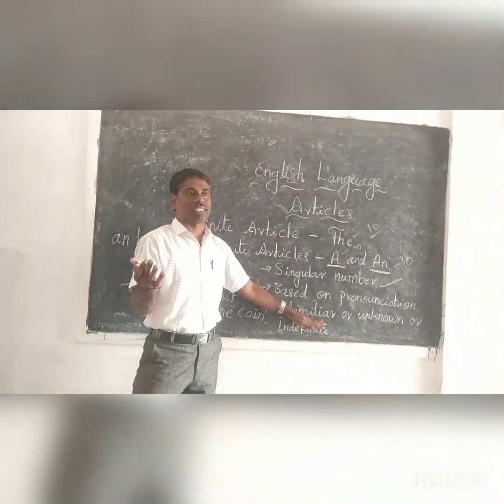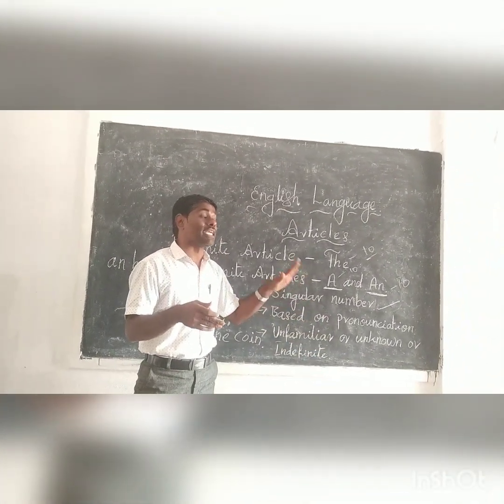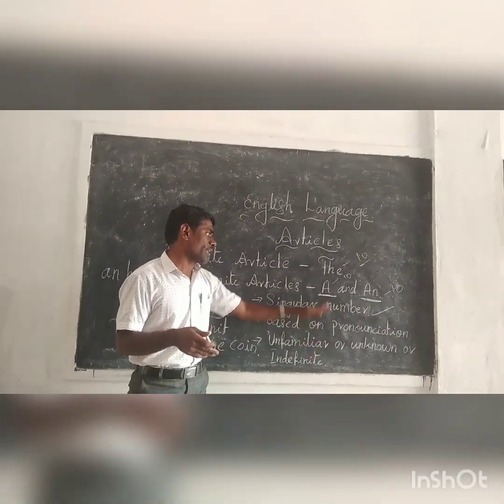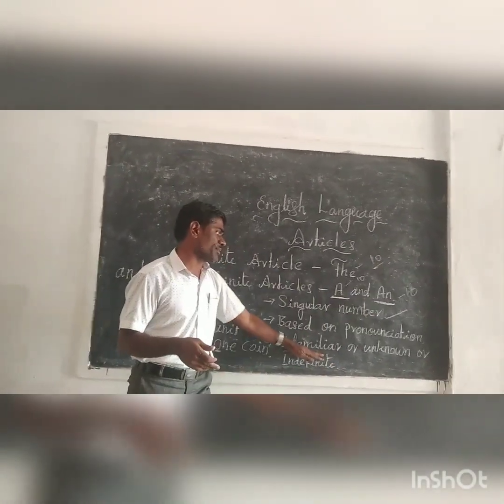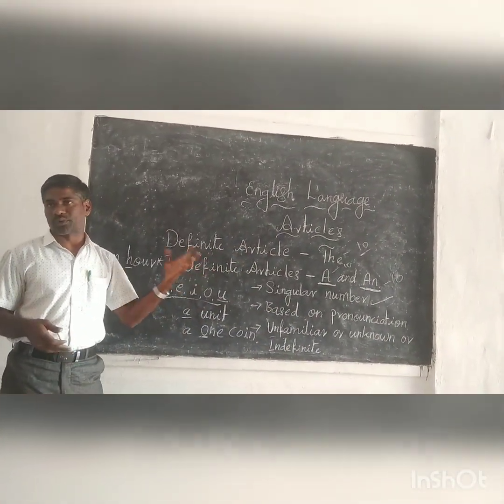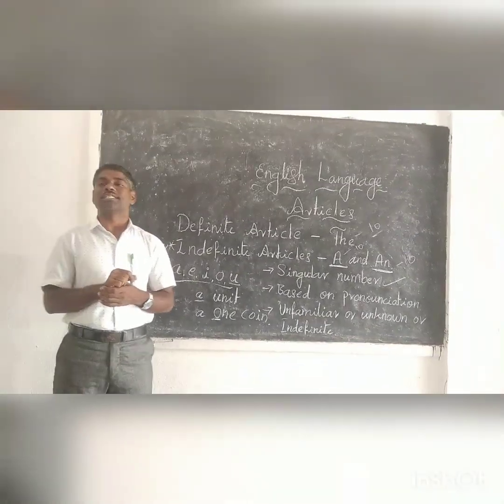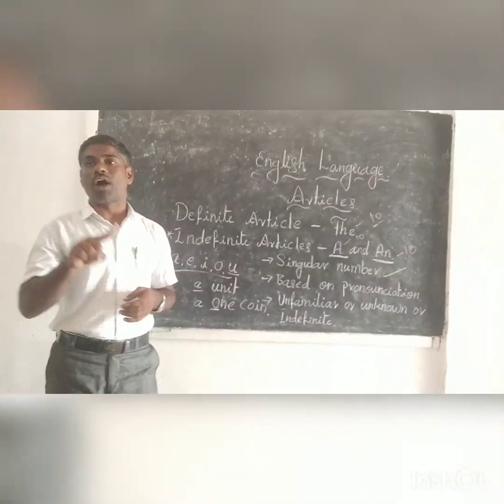I don't know that person. I don't know that thing. I don't know that place. So from that kind of usage, we can use a or an, and that is unfamiliar. That is unknown, it is clear. Indefinite, I already said, indefinite. So these are the important points to use a or an.